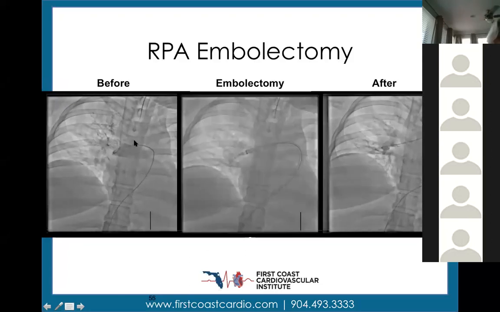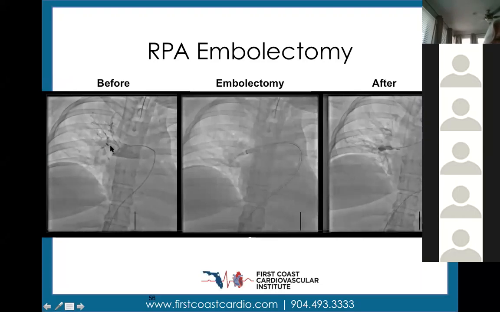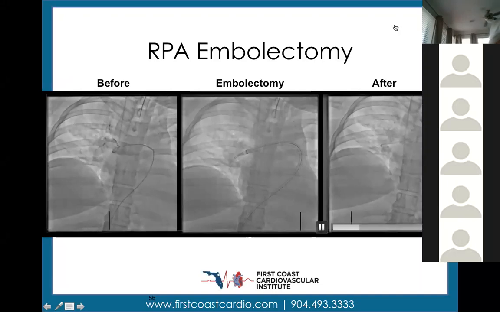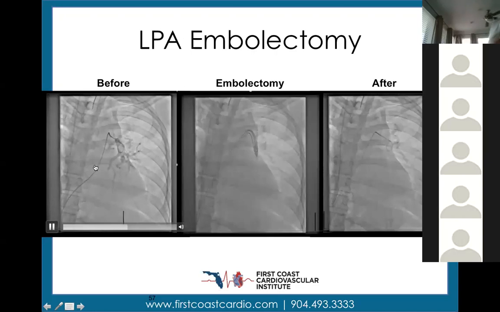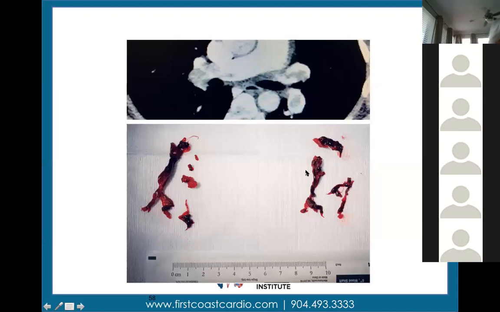So this is the first shot of the PA angiogram. Again, this is a filling defect here, and there's not much flow to the right, middle, and lower lobes. After a couple runs, there's improved flow to the lungs. On the left side, same thing. There's a filling defect here, multiple runs, and there's improved blood flow. And this is some of the clots that we got out.